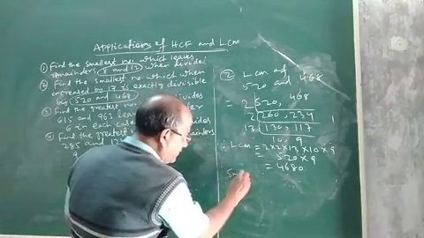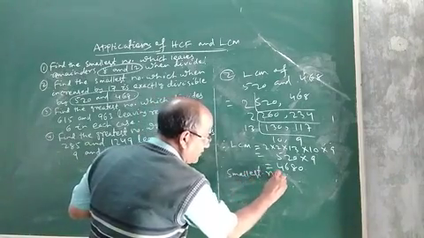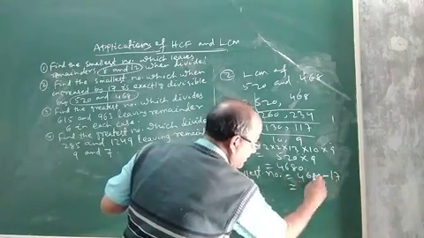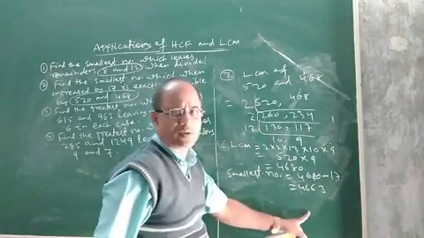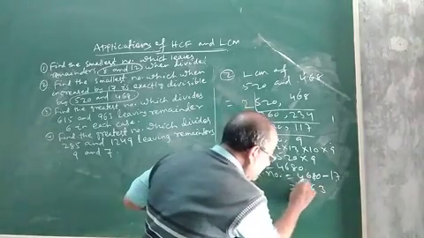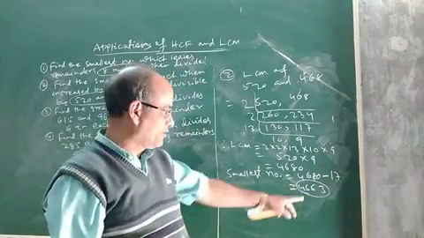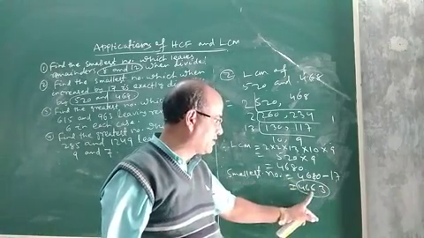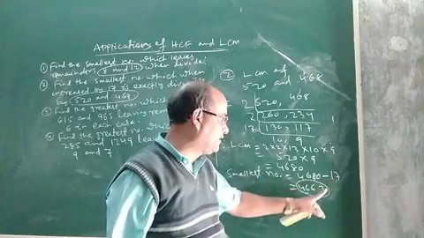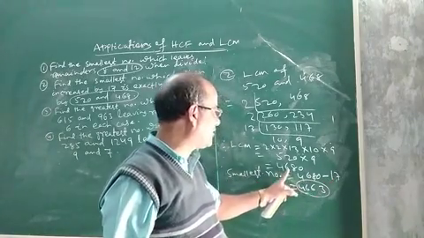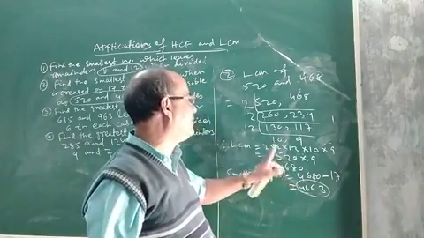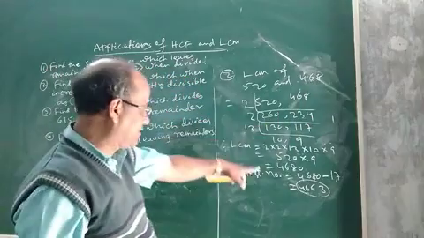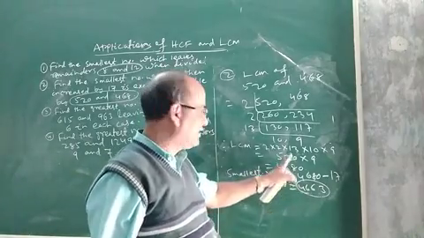Therefore, the smallest number is 4680 minus 17. It will be 4663. This will be the required smallest number, because if you add 17 to 4663, you will get 4680, and this number 4680 will be exactly divisible by 520 and 468.